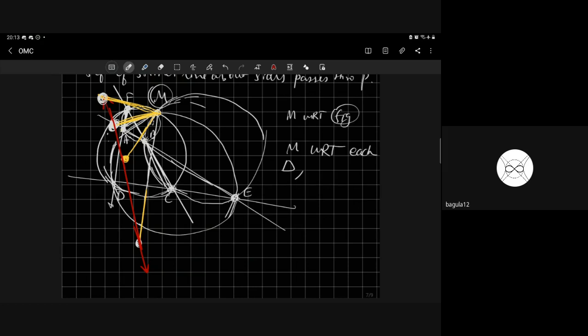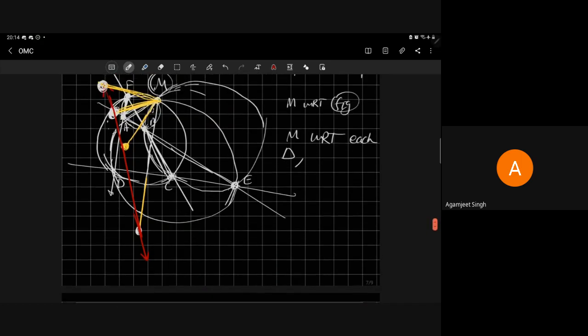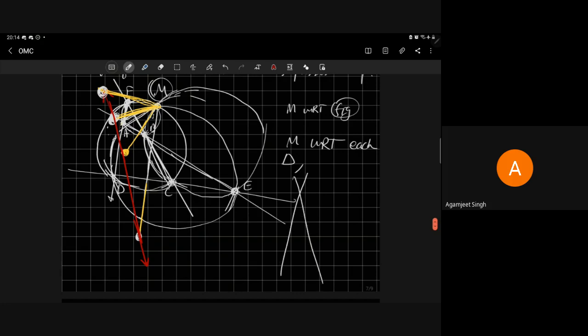Does that make sense? Yeah, okay, good. So the orthocenters of the four triangles formed by this setup are collinear. That's a nice result. Okay. Does that make sense?